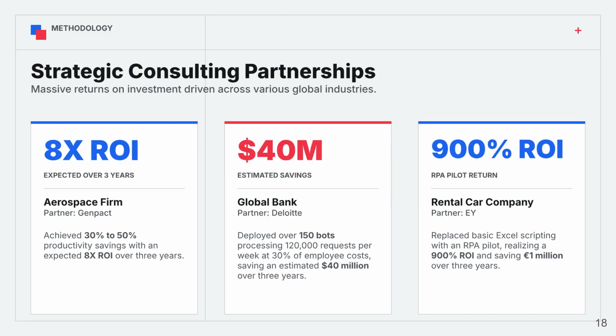A third example is a rental car company that collaborated with EY. The company replaced manual Excel-based scripts with an RPA solution, achieving an exceptional return on investment of about 900% and saving approximately €1 million over 3 years. This illustrates that even organizations relying on simple manual tools can realize remarkable benefits through automation.